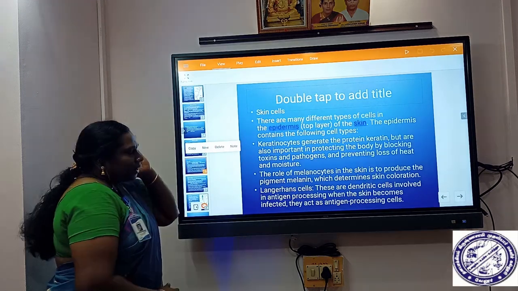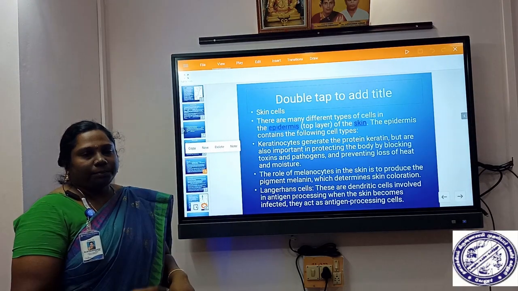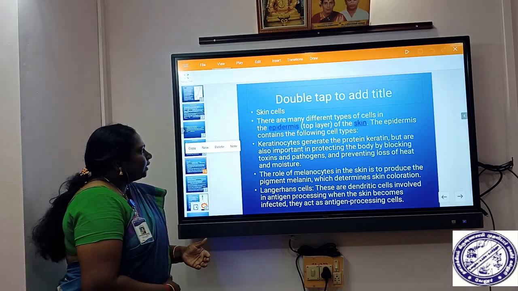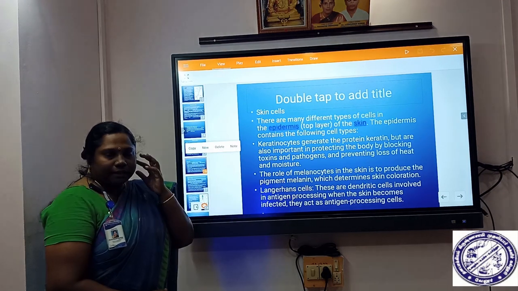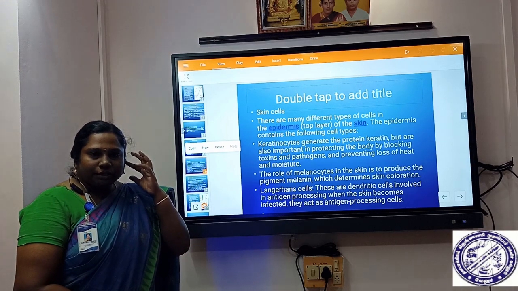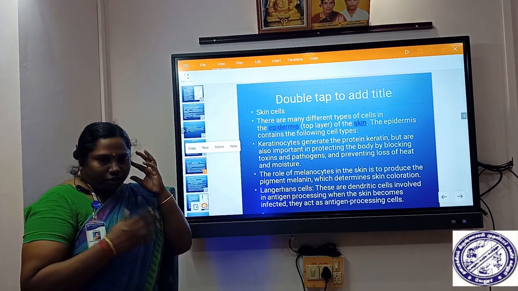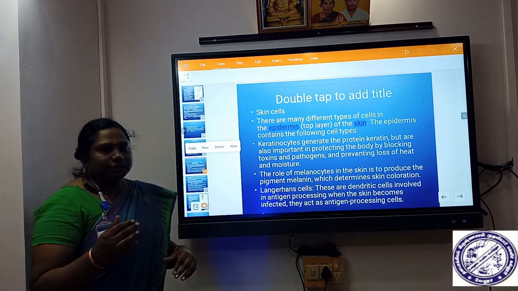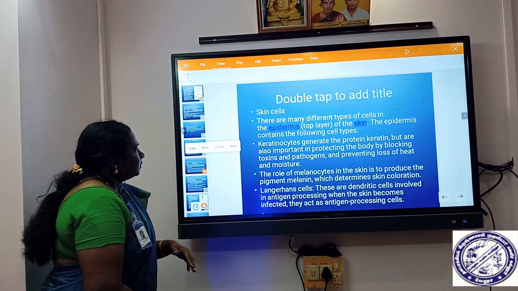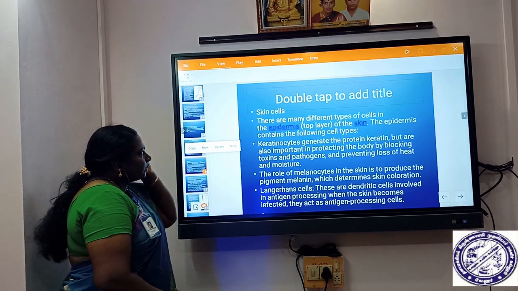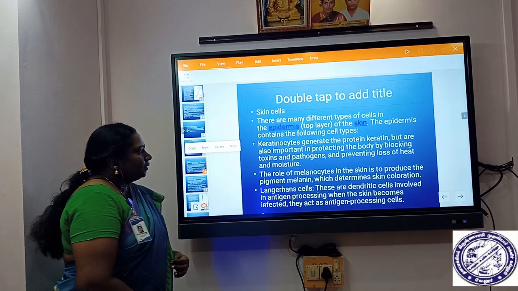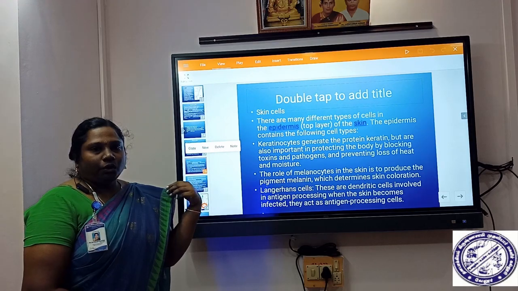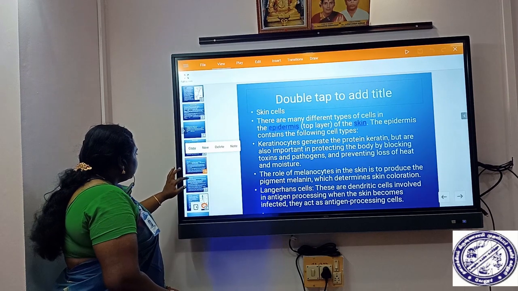Skin cells. There are different types of skin cells present on the top layer of the skin. For example, keratinocytes produce keratin. They help to prevent the moisture and heat from escaping out of the body. They block the toxins from penetrating the skin. Then the other type of skin cells are melanocytes. They produce melanin pigment which is involved in the skin coloration.